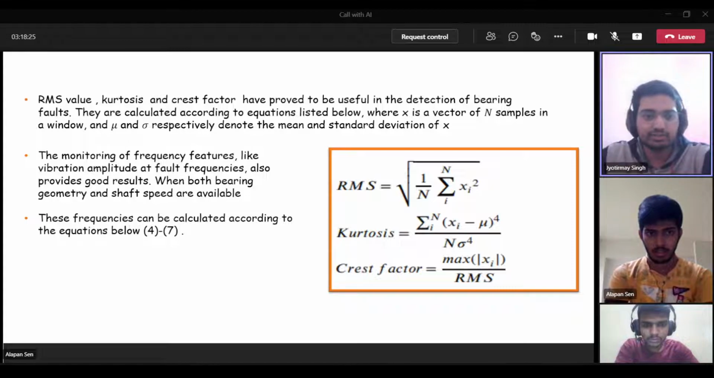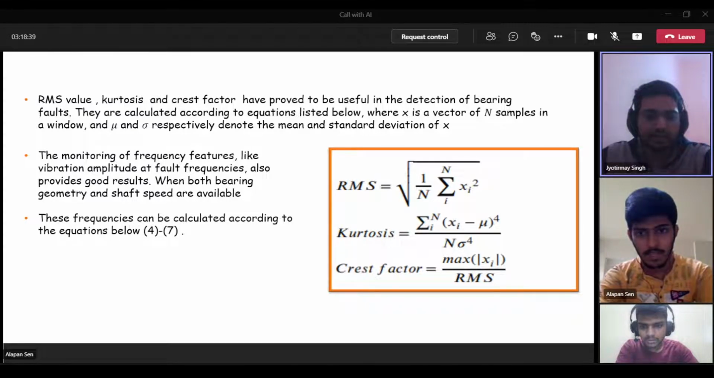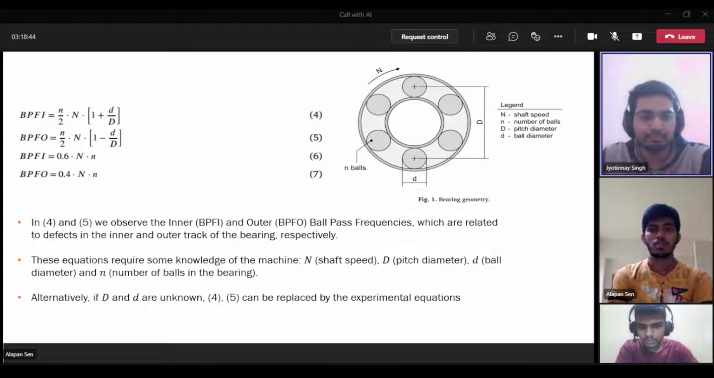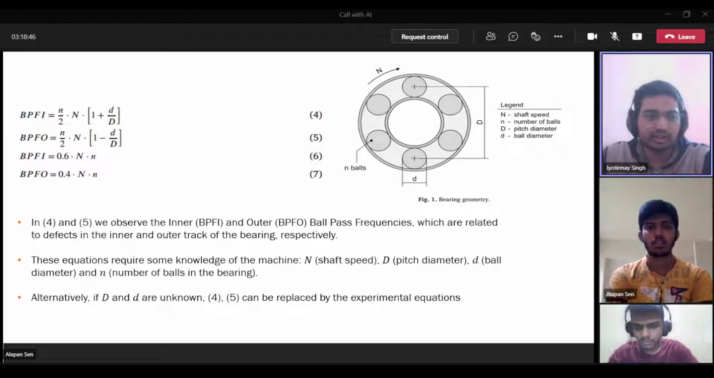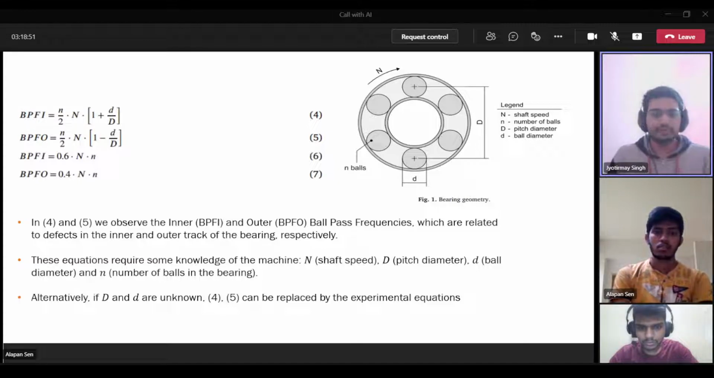So the monitoring of frequency features like vibration, amplitude and fault frequencies also provides good results when both bearing geometry and shaft speeds are available. These frequencies can be calculated according to the equations which are given in the next slide. So next slide please. Here we have four equations, 4, 5, 6, 7, and a figure of a bearing. In the 4th and 5th equations, we observe the inner and outer ball pass frequencies.